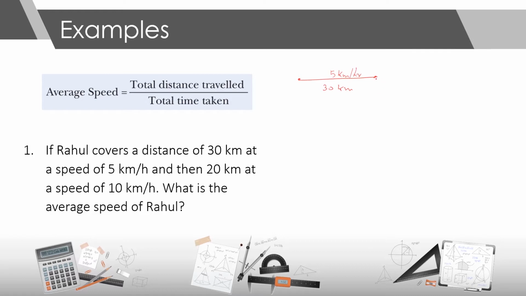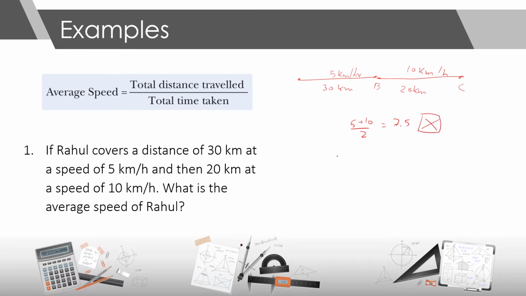Then from this point B, he moves to C, which is at a distance of 20 kilometers. And this he covered at a speed of 10 km per hour. Now we want to find the average speed of Rahul. Now we may think that average speed is simply 5 plus 10 divided by 2, which comes out to be 7.5. But that is not the correct way of finding average speed.